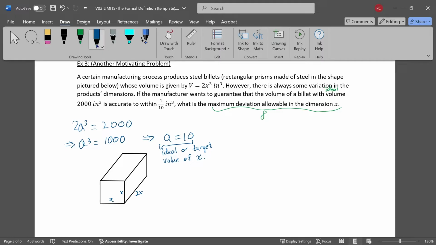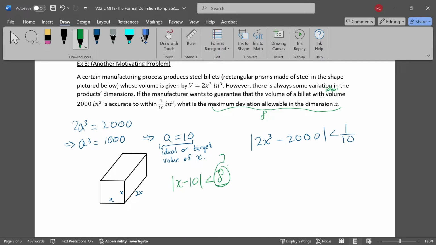Now, what do we know? We know what the actual volume is, right? 2x cubed, the formula, depending on the value of x. And we know we want it to be close to 2,000 inches cubed. And how close? Well, we specified within 1/10 of an inch cubed. Okay, so now we have to try to figure out how to solve for this. Absolute value of x minus 10 is less than delta. The delta is what we want.